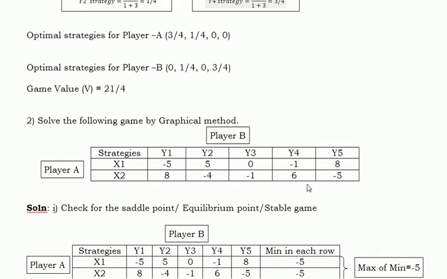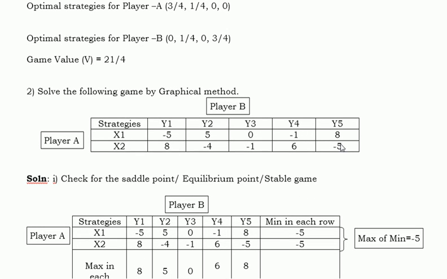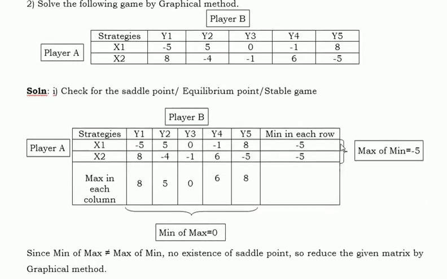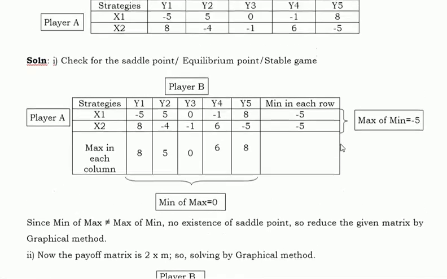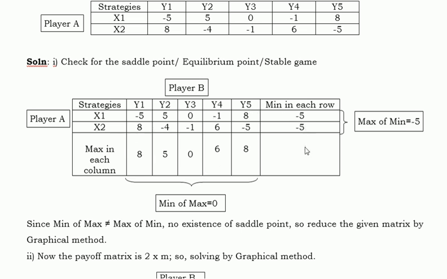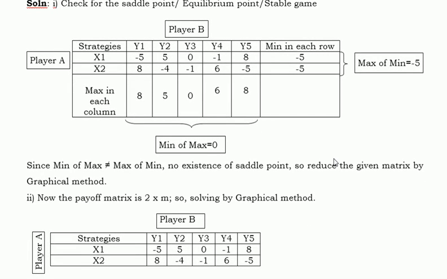game. Okay, payoff matrix, and he asked to solve by graphical method. So clearly mentioned, apply graphical method. Now here given matrix, check for the saddle point. Minimum in each row, that is minus 5, minus 5, maximum of minimum is minus 5. And maximum in each column, minimum of maximum: 0, 0 and minus 5, not equal to each other, no existence of saddle point.